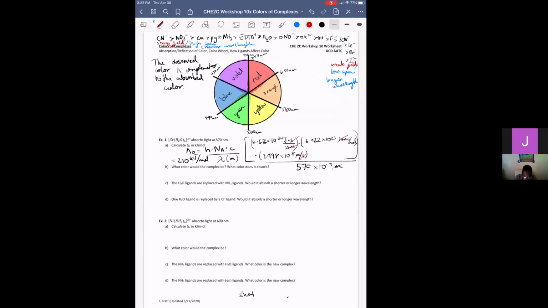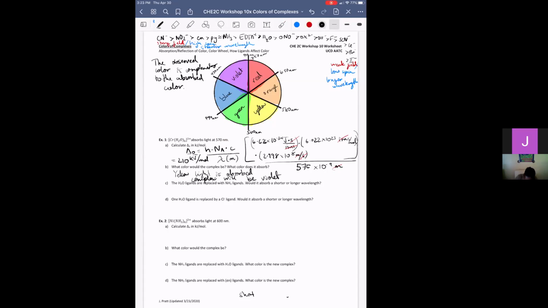So now we're told that this complex absorbs light in the 570 nanometer range. If it absorbs light in the 570 nanometer range, that means that we absorb yellow light. And if we're absorbing yellow light, then we'll observe the complementary color. So since we're absorbing yellow light, we'll observe violet light. So the complex will be violet.